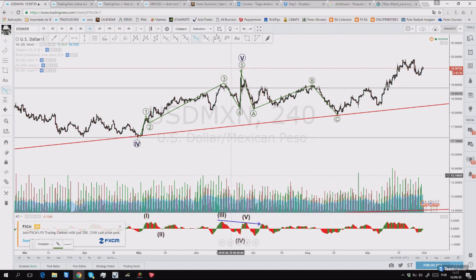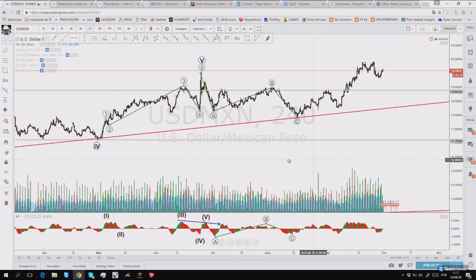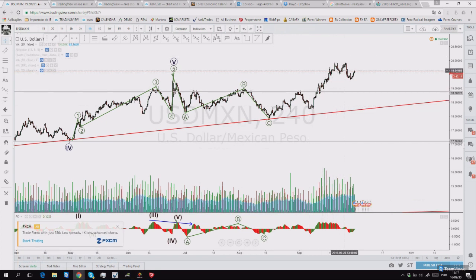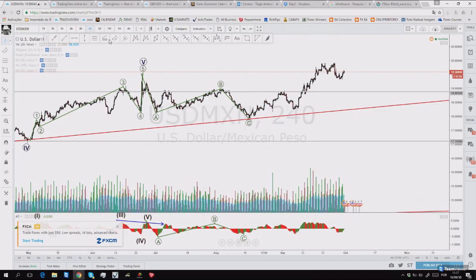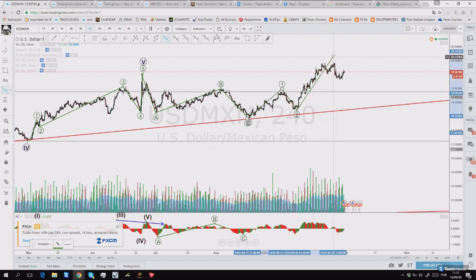So let's count on the corrections. You have A, you could have ABC here, but I'm saying that all of this is B, and C ends up here. So this is wave 1 of 5. Oh, this is wave 1 of a new wave. This is wave 3 of a new wave. So this is wave 1. Wave 3, I don't know if it's already finished or not. Well, I'll try and figure that out.